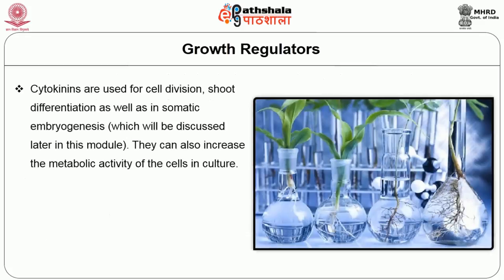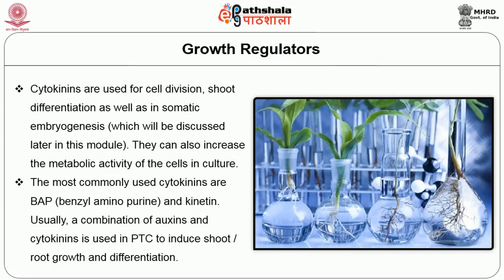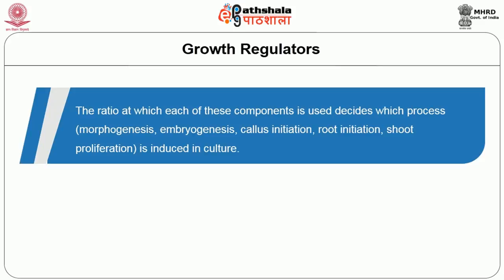Cytokinins are used for cell division, shoot differentiation as well as in somatic embryogenesis, which we shall discuss later in this module. They can also increase the metabolic activity of the cells in culture. The most commonly used cytokinins are BAP, benzylaminopurine, and kinetin. Usually, a combination of auxins and cytokinins is used in PTC to induce shoot or root growth and differentiation. The ratio at which each of these components is used decides which process, that is morphogenesis, embryogenesis, callus initiation, root initiation or shoot proliferation, is induced in culture.